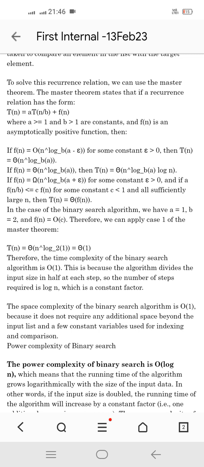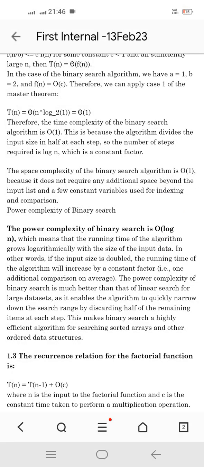The space complexity of the binary search algorithm is O(1) because it does not require any additional space beyond the input list. The power complexity of the binary search algorithm is O(log n), which means that the running time of the algorithm grows logarithmically with the size of the input data.